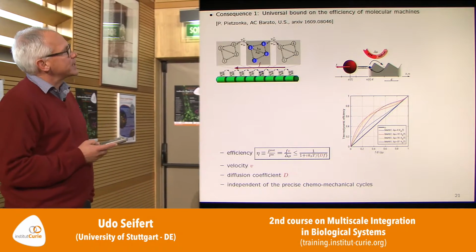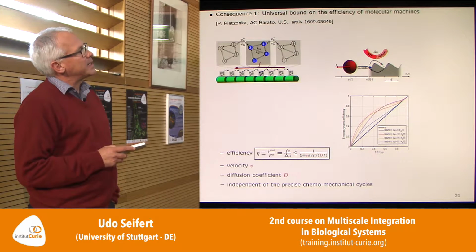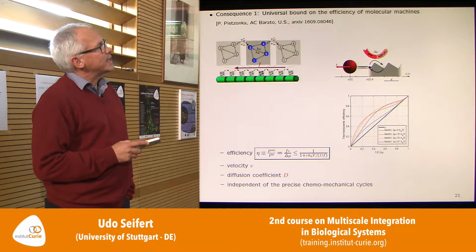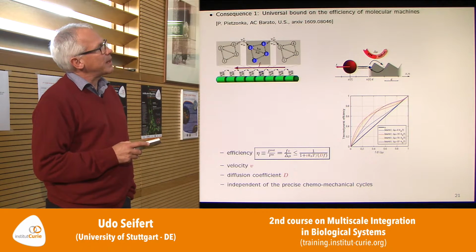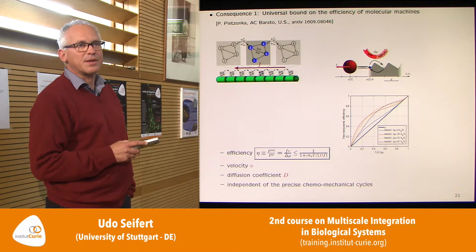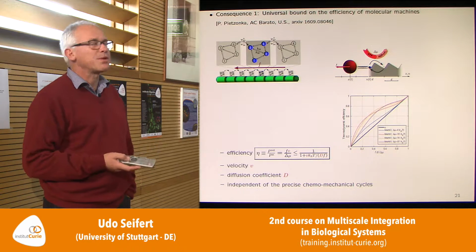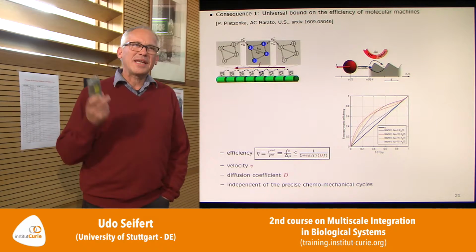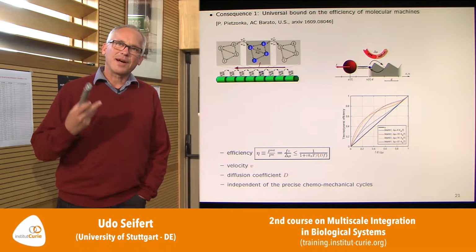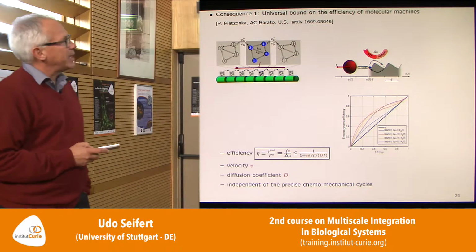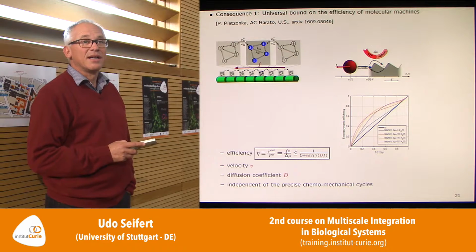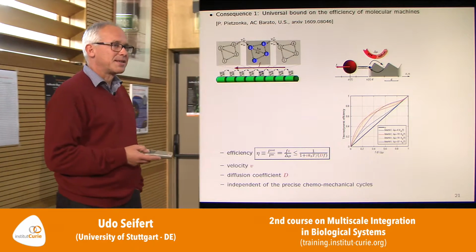And what I can show is that this efficiency is bounded by this function, which involves only measurable quantities. So it's less than 1 over something which is larger than 1. And this involves the velocity of this motor and the diffusion coefficient of this motor, which you can easily measure. You can measure both of them. And then, without knowing anything about the mechanochemical cycles which are hardwired into this motor, you can predict that the thermodynamic efficiency is less than this function. And when I saw this, I was really impressed.